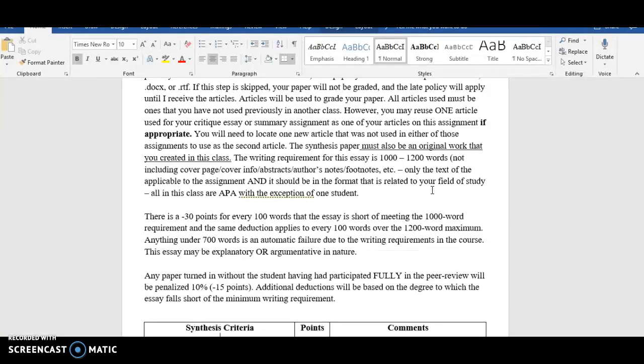In MLA, we wouldn't cover any of that information with your name. That doesn't count, your name, the date, all of that. The title doesn't count. The headers don't count. Only your text that you are writing counts. So please make sure that you are measuring that appropriately.